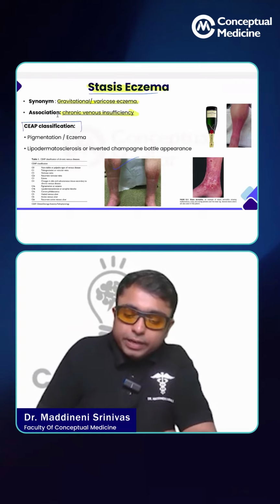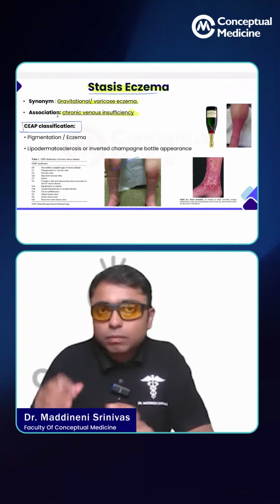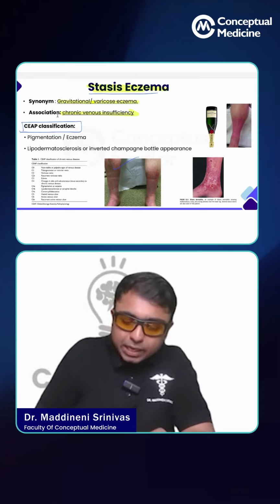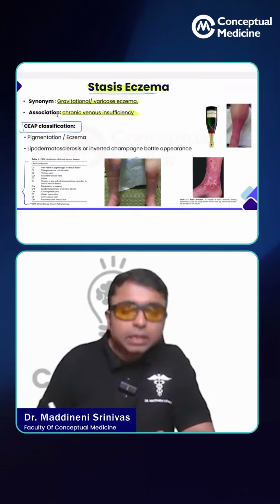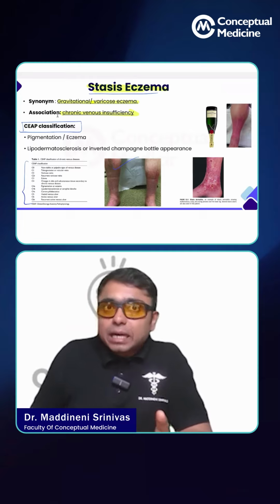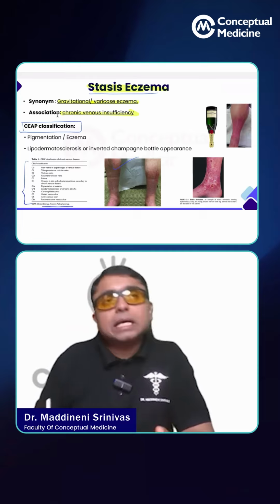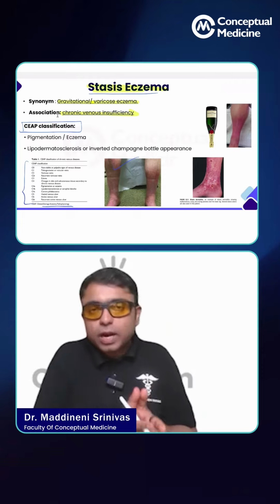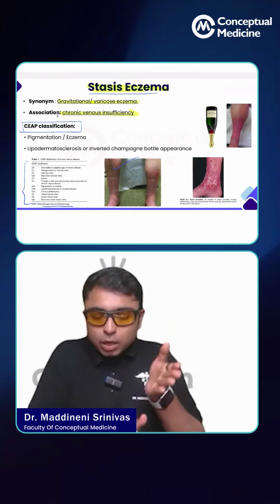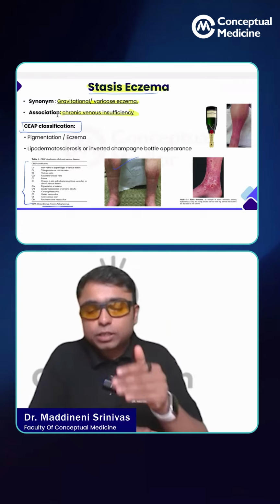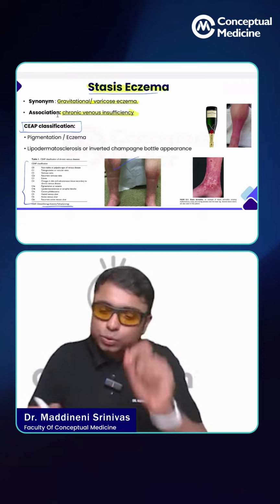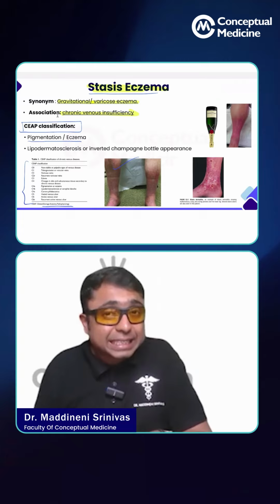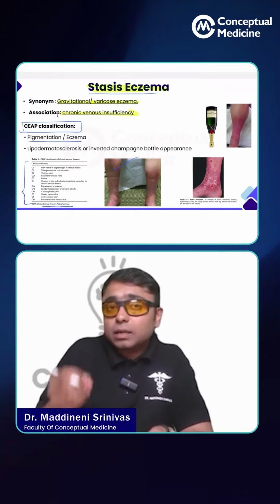And there is a classification which is called the CEAP classification. What is CEAP classification? If you can see here in this table, C is clinical, E is etiological, A is anatomical, and P is pathophysiological. These are the 4 points which we have to take into consideration to classify the patients of stasis eczema.